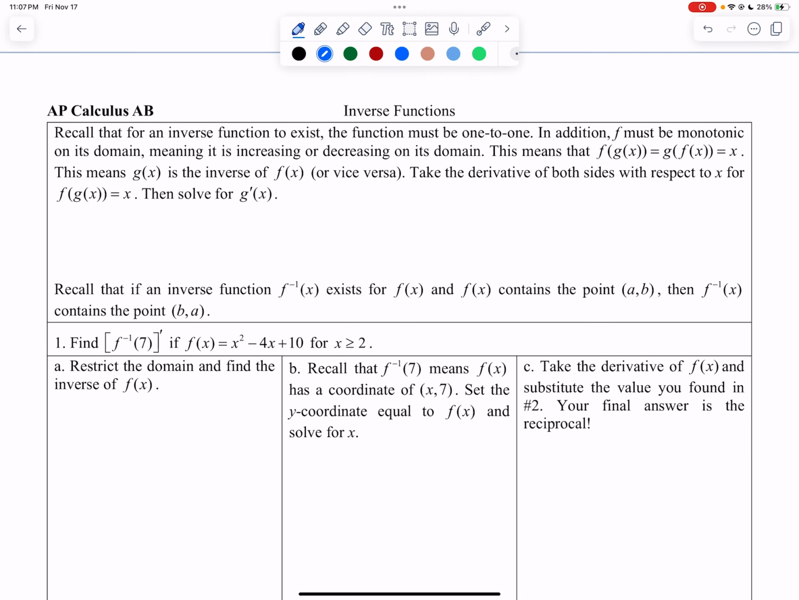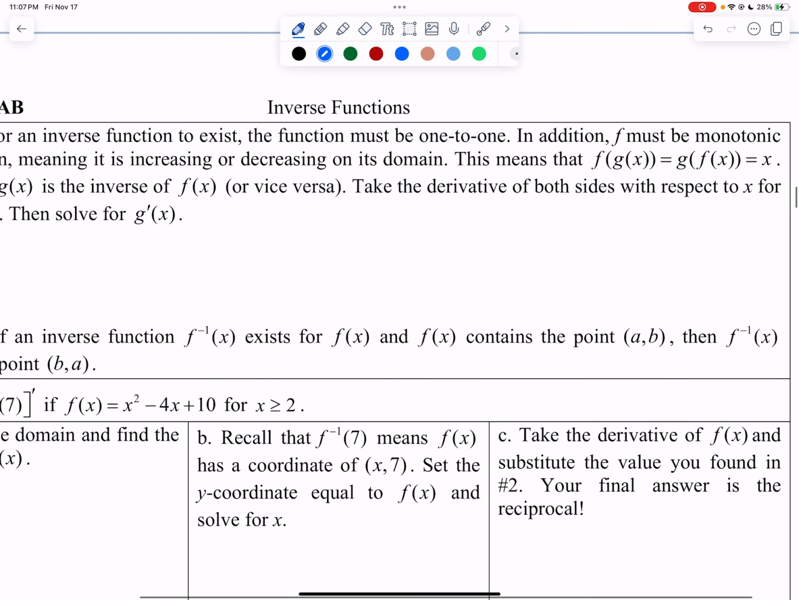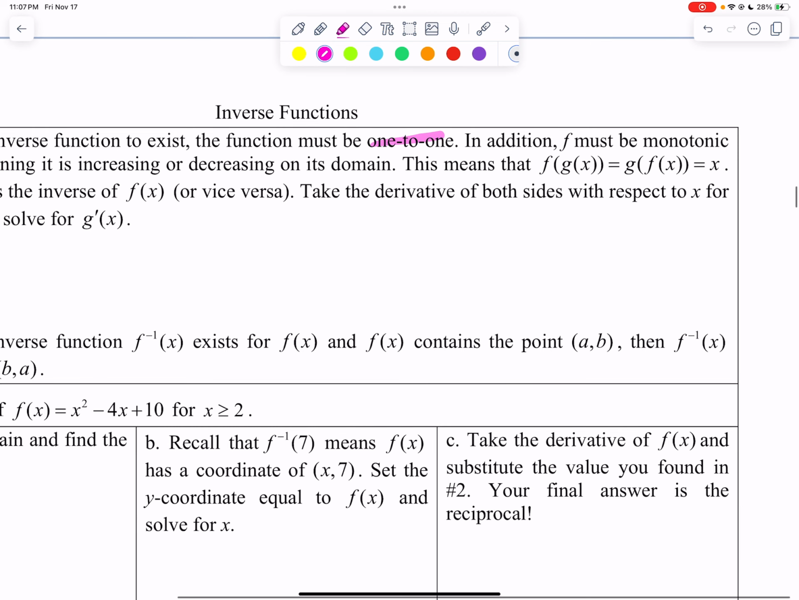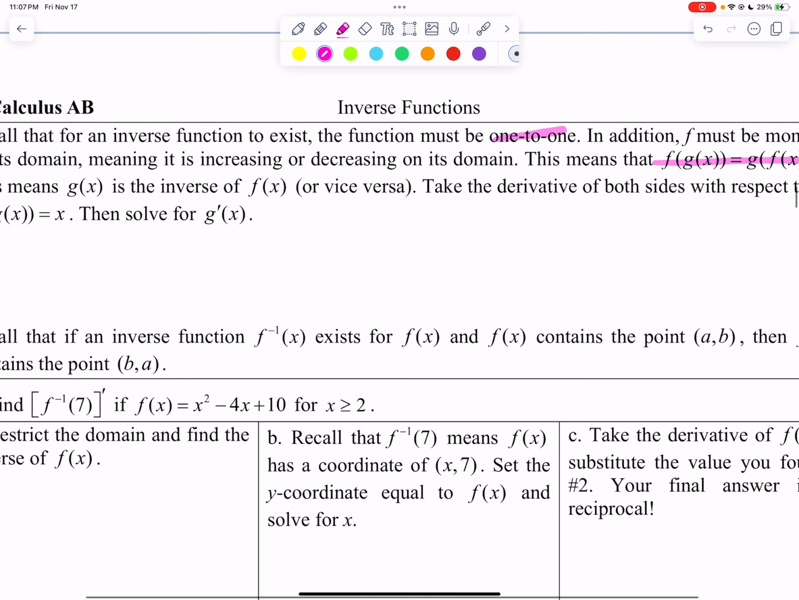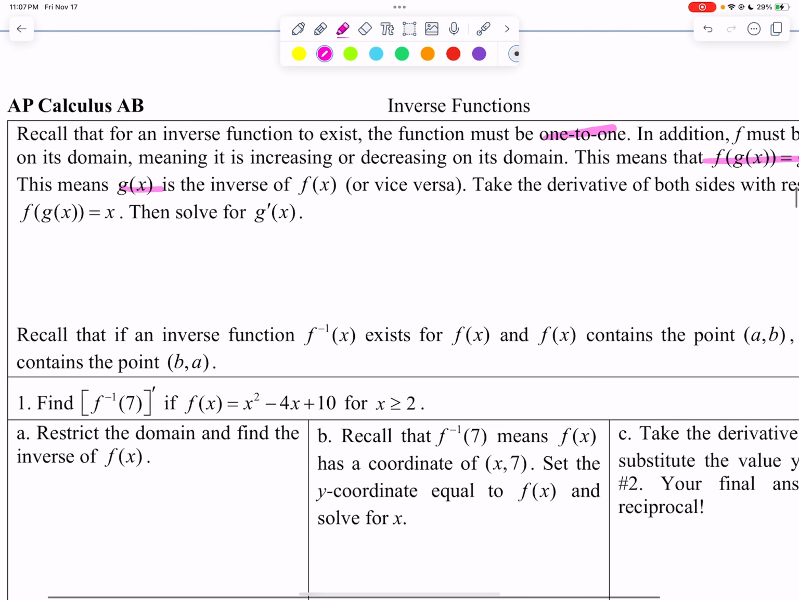Now, as a reminder, back in Math 3, if we have an inverse function, it needs to be 1-to-1, which means that it passes the horizontal line test. In addition to that, this means that you have f of g of x is equal to g of f of x, which is equal to x, which means that g of x is going to be the inverse of f of x, or vice versa, depending on what they are.